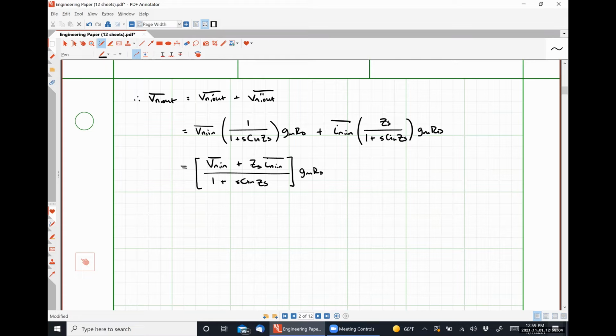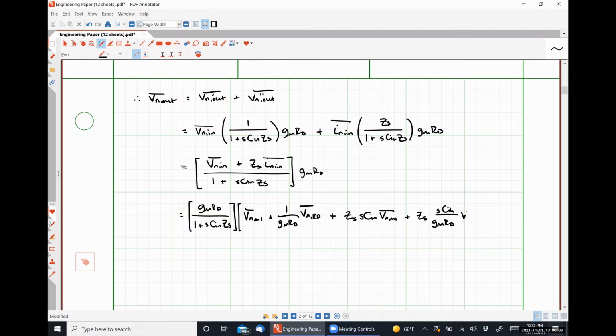Now we're going to have to start doing substitutions. So I'm going to, I guess, slightly rearrange the way that I'm expressing this. I'm going to pull out GMRD over here to the front, and that 1 plus SCN ZS over here to the front. So when I have VN in, that was VN M1 plus 1 over GMRD times VNRD. ZS times IN is ZS times SCN VN M1 plus ZS times SCN over GMRD multiplied by VNRD.